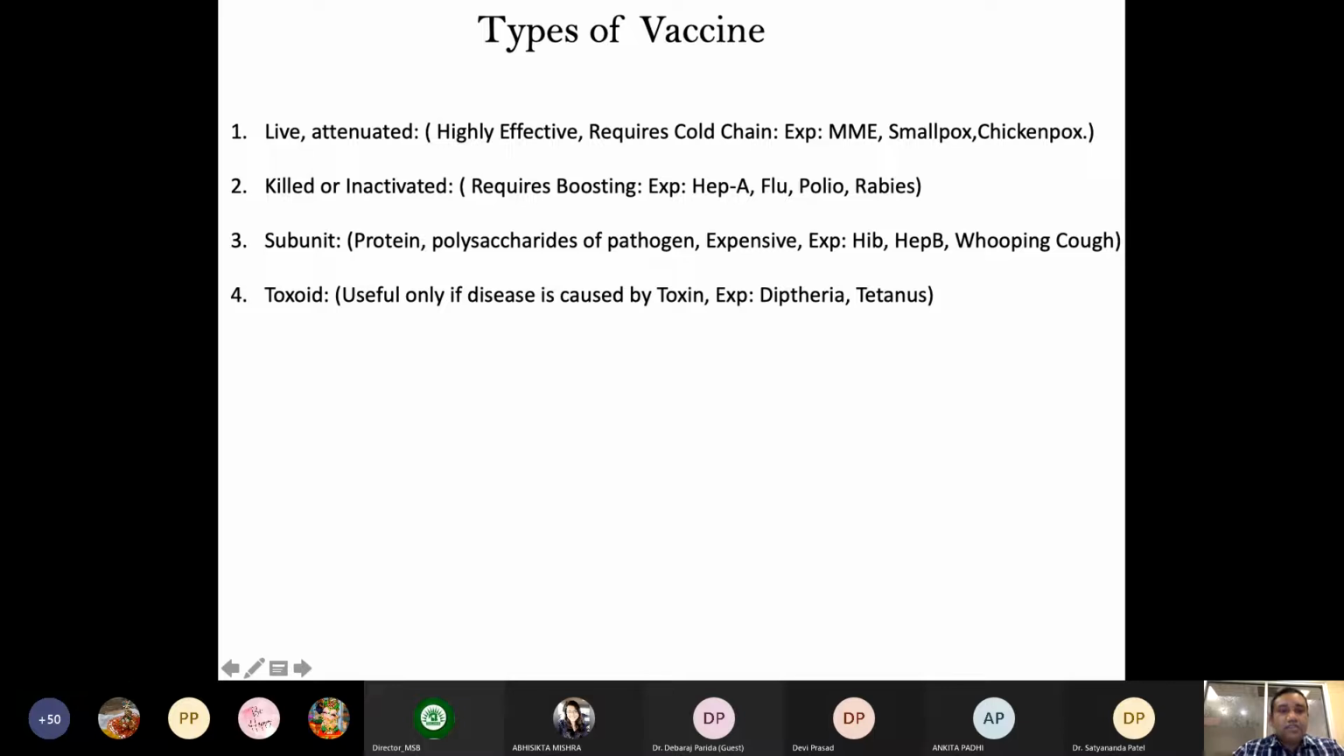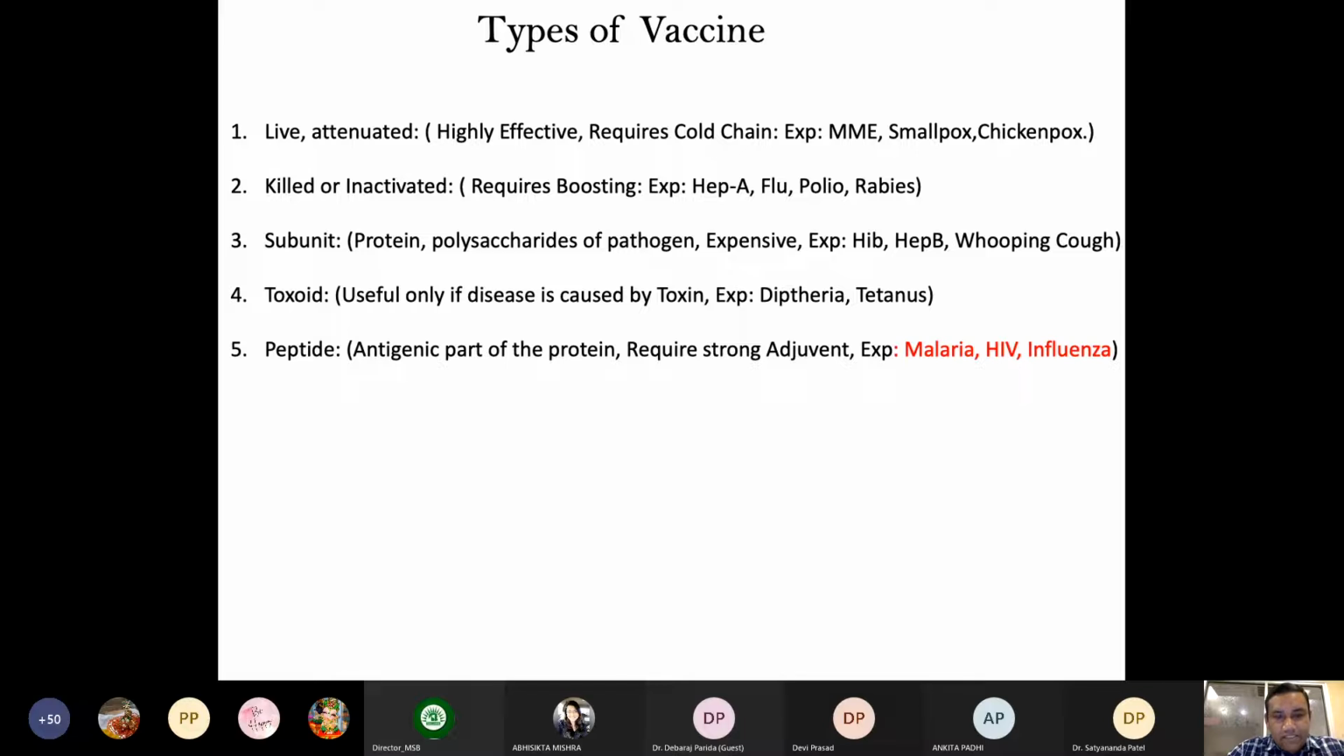And then another vaccine is the toxoid. The most common example is the tetanus vaccine, where you take an attenuated form of the toxin produced by the pathogen and use that. Once you have immunity to it, the toxin will not have any effect. So the toxoid is another form of vaccine.